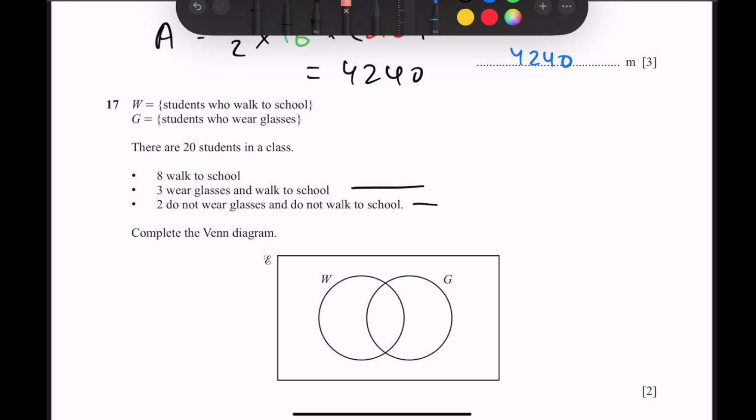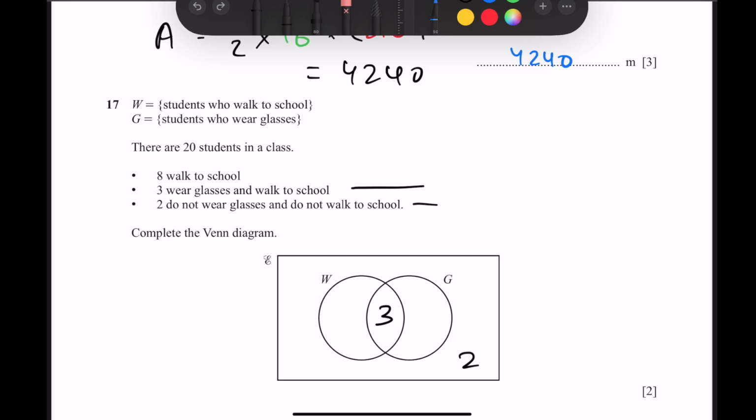3 wear glasses and walk to school, therefore they are in the middle. Because they wear glasses, they are in the G set, and they walk to school, therefore they are in the W set. Now that's the first part done. And 2 do not wear glasses and do not walk to school. They are outside both sets, since they're not in the set W and they're not in the set G because they don't wear glasses and they don't walk to school.